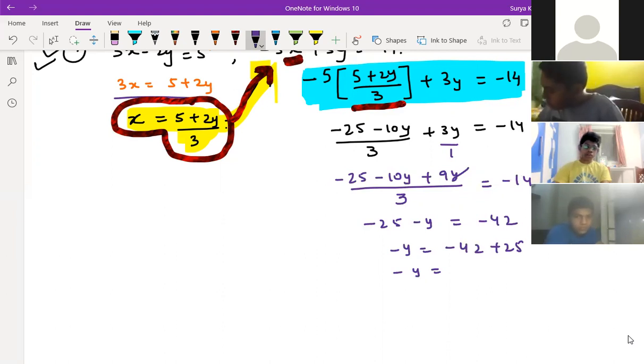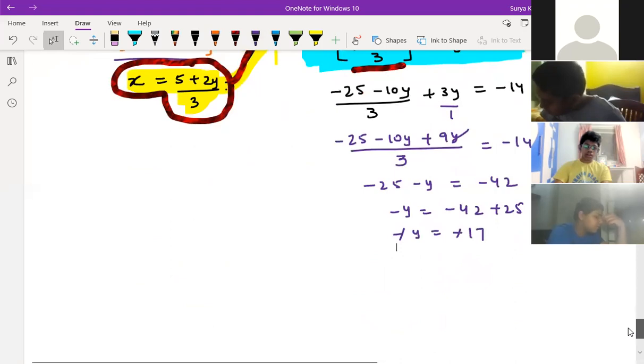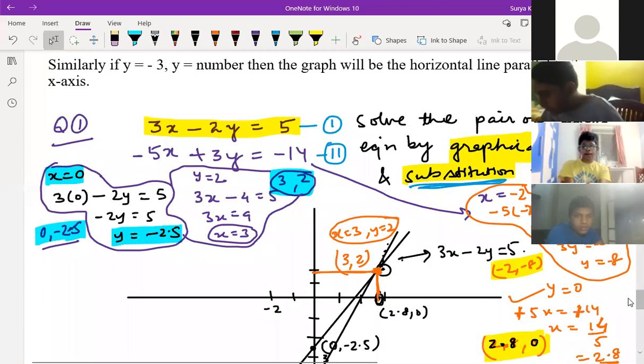What do you get here? Y is equal to what? Minus 17. So y is equal to 17. How are we getting like this? Something is fishy here, so we can check the answer. 17 only, sir. Even I got y is equal to 17. But if you see in the question, if you put x is equal to 3 and y is equal to 2, you get the same answer on checking.